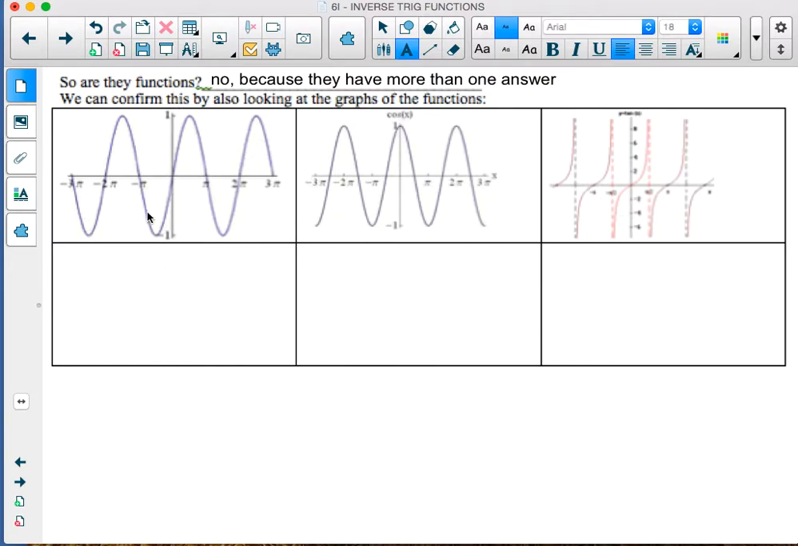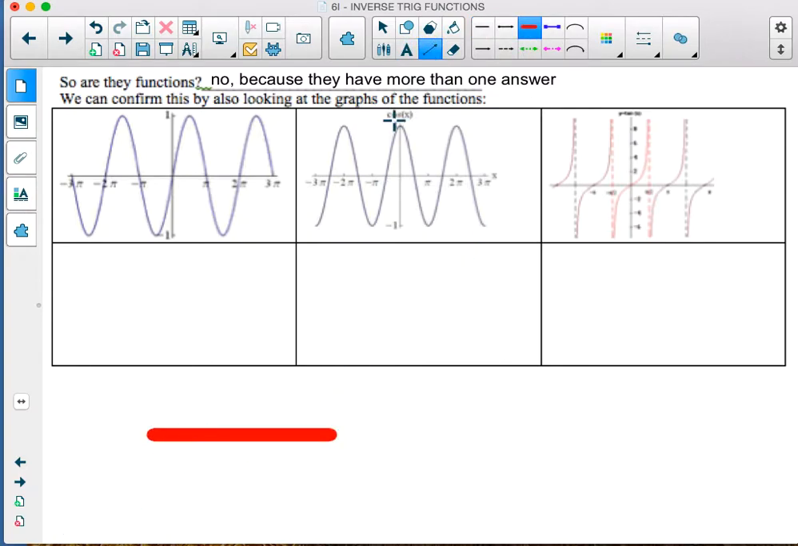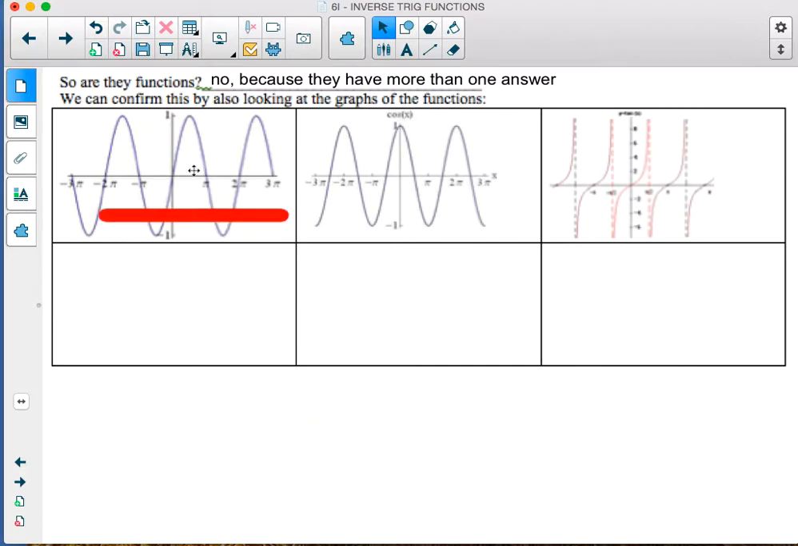So we can confirm this by looking at the functions. Here's our sine function. How do we determine if the inverse of a function is also a function? Hopefully you remember we give it the horizontal line test. So if I get myself a horizontal line here, it's a little chubby of a horizontal line, but we see it hits the graph all over the place. There's no way that our inverse is going to be a function.